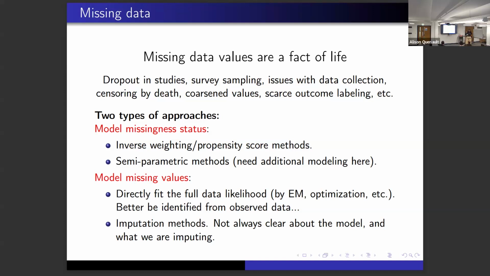And so you could also try to address missing data. You could think about the coin, which is the missingness status, as a random variable, or you could try to model how missing values actually happen. So you could try to come up with some sort of censoring model for the whole likelihood and then fit it by EM somehow. And it better be that you are identified. And as usual, people don't think about identification as much as they should.